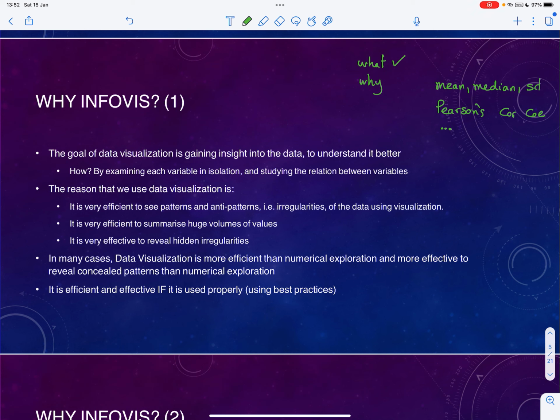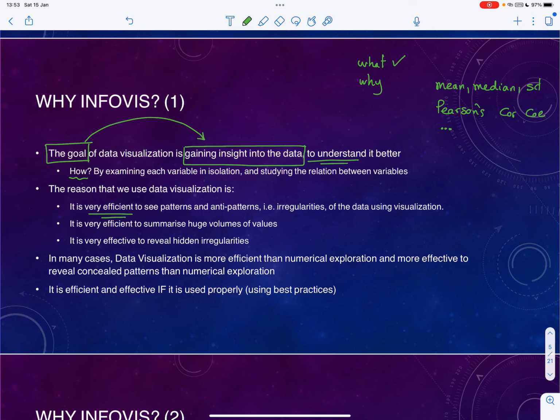Well, the goal of data visualization is gaining insight into the data. So it is important to remember this. The goal is understanding, is gaining insight into the data, in other words, understanding. How? By examining each variable in isolation, studying the relation between variables, and so on and so forth. And we will talk about this how very soon. But the goal is gaining insight into data.